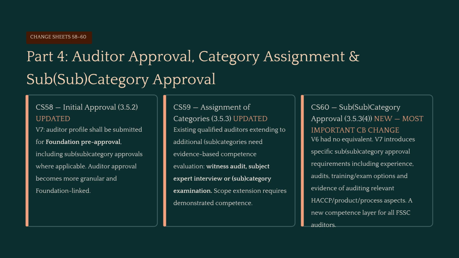For example, an auditor approved for ambient stable foods may still need specific competence for thermal processing, dried ingredients, beverages, or bakery and confectionery, depending on the actual scope. Similarly, a packaging auditor may need competence for plastics, paper and board, metal, glass, or other packaging materials. The aim is to match auditor competence with the actual risk and technology of the site being audited.